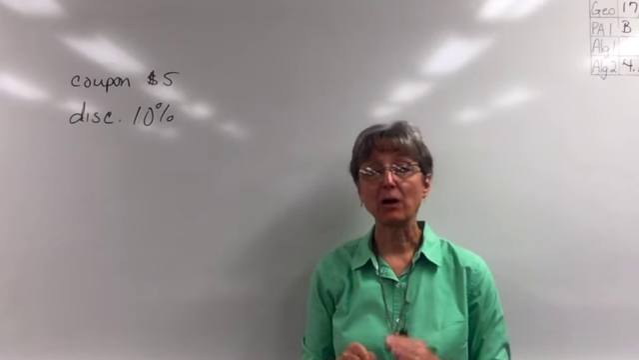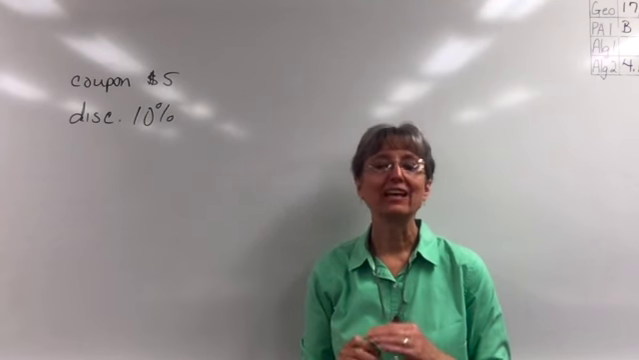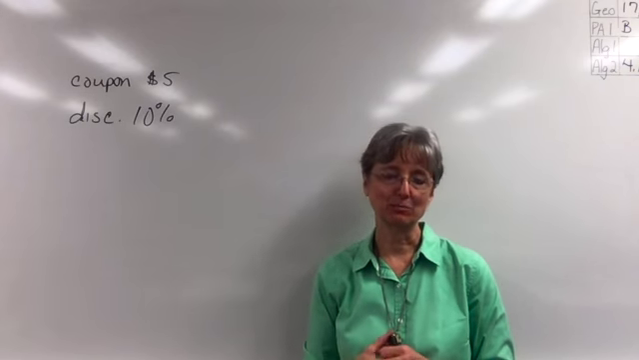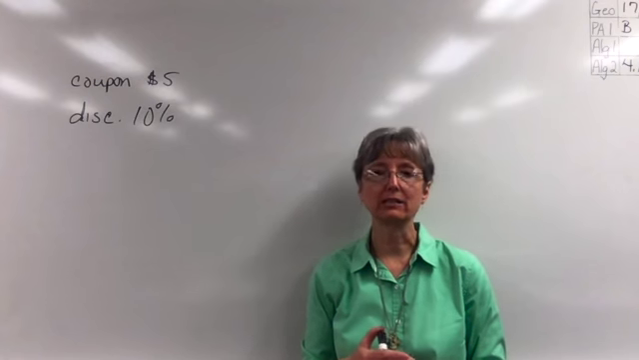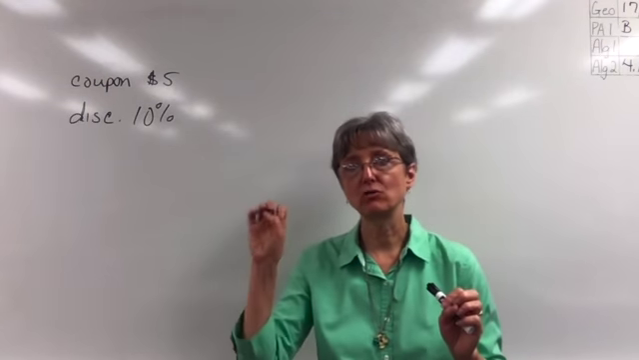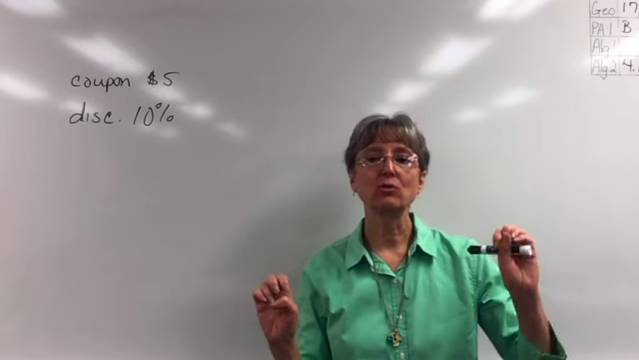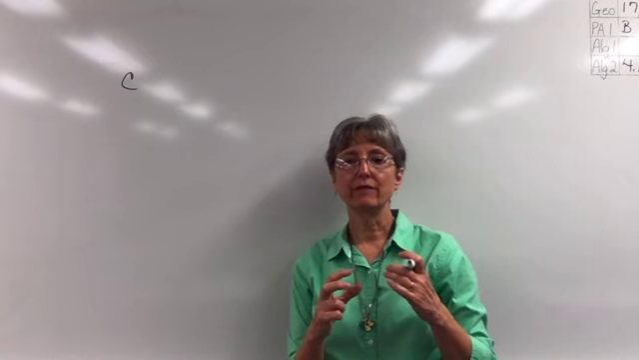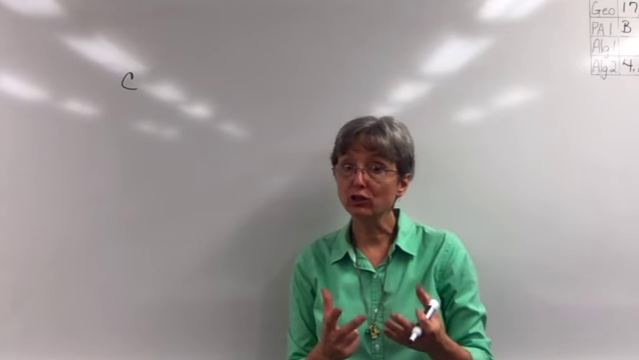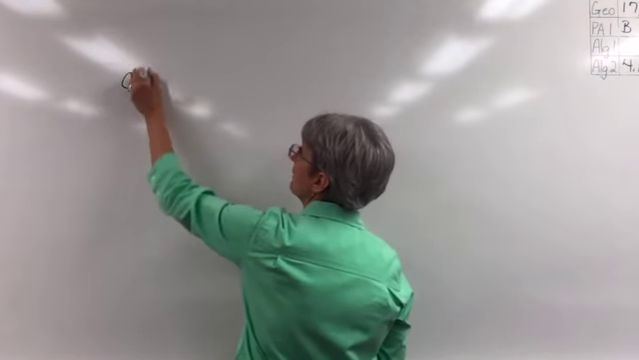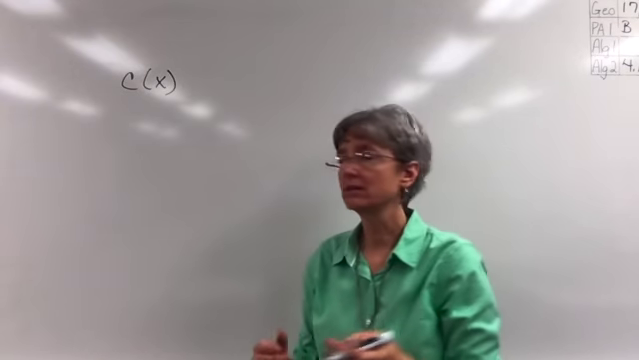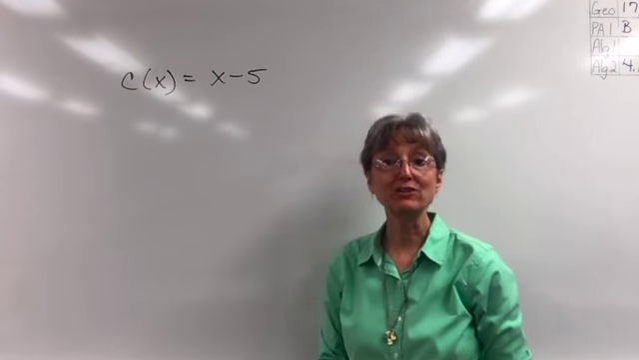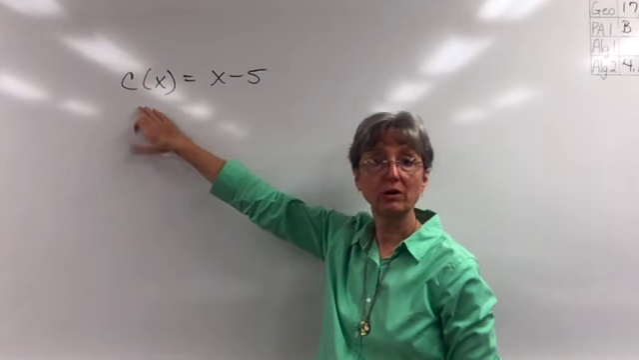Actually, the question is, how much more would you pay if the cashier applied the coupon first and then the 10% discount? That's really what it's asking. So now you have two different functions: the coupon function and the discount function. Let's name our function for the coupon C, for coupon. So C of x, whatever the price is, is the price minus the $5. There's our function for the coupon.